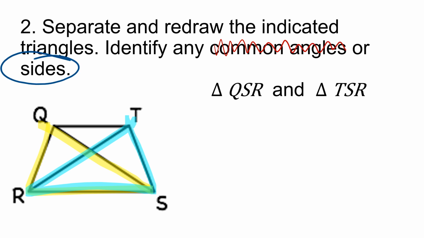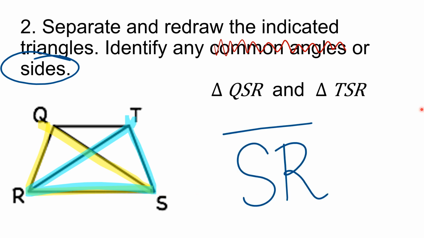But they do have a common side, right? At the very bottom, you can see they share that entire side. They share the side SR, the line segment SR, or RS, whatever you want to call it. I just called it SR because that's how they named it in the triangle.